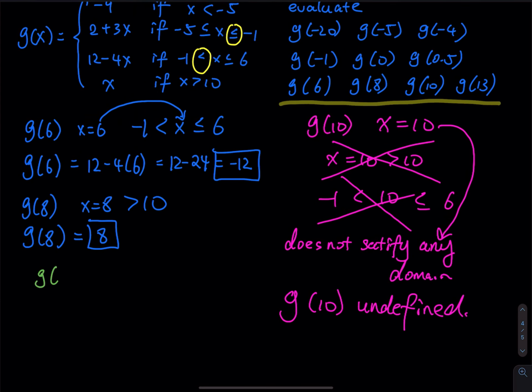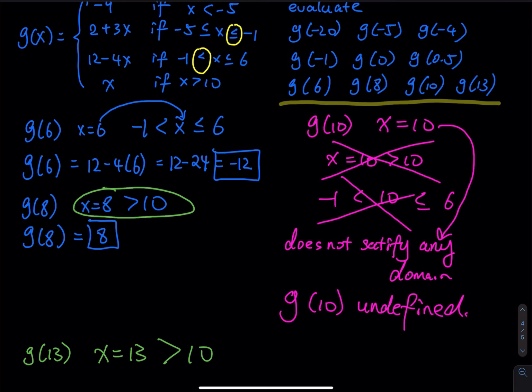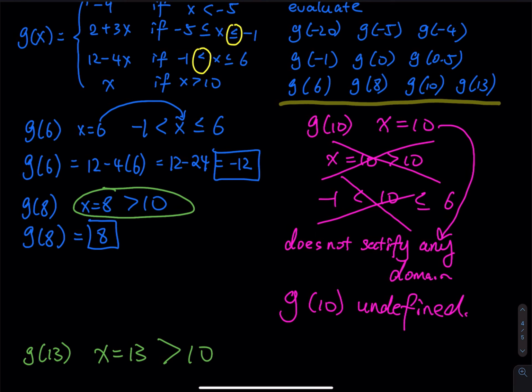So g of 13, this is x equals 13. Now that is greater than 10. You know what? Here, I was wrong the whole time. Okay, let's push the 13. I was wrong the whole time. You are probably laughing at me right now. Okay, let's fix this. x equals 8. All right, so this is clearly wrong.